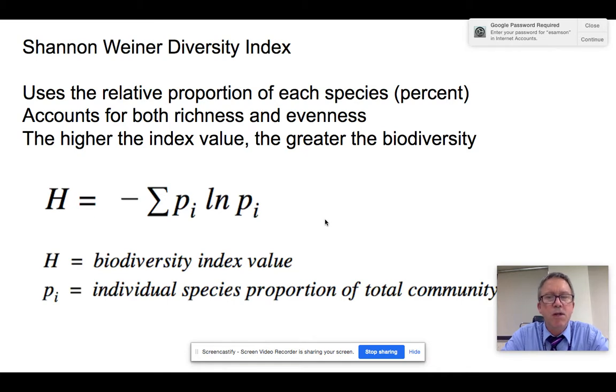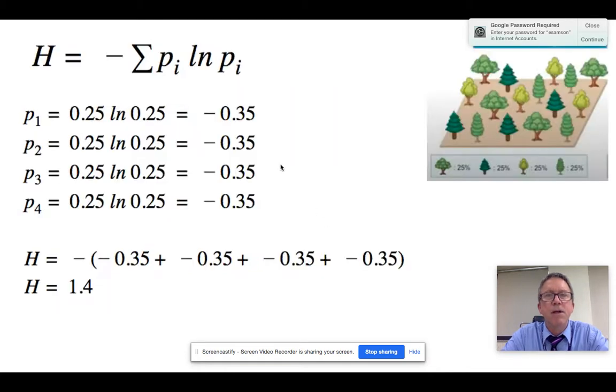So let's try working through this and see what we get. Let's look at this one here. In this case, I have 25%, 25%, 25%, and 25%. So the calculation for this would be 0.25 times the natural log of 0.25. That gives me negative 0.35. That's what I get for each of these, right?